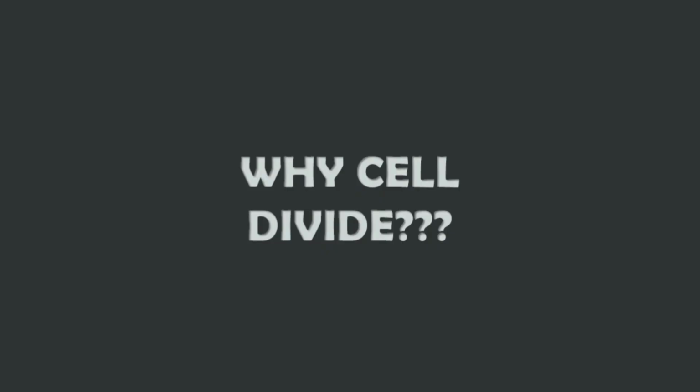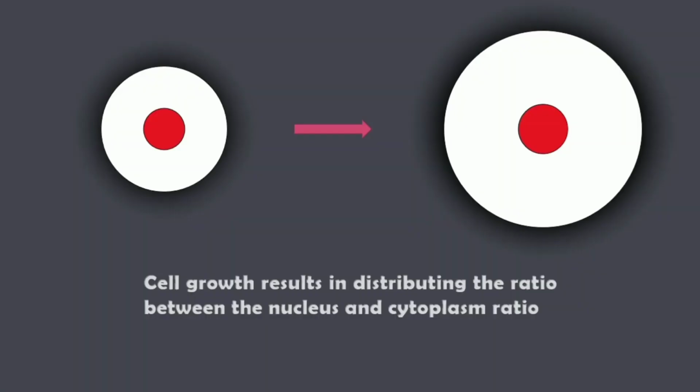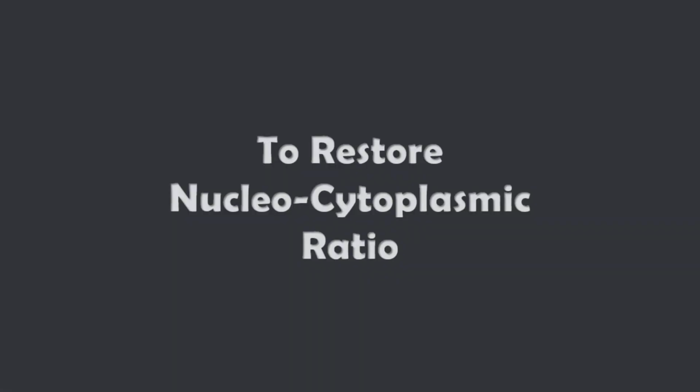Now the question arises, why does a cell divide? Basically, when a cell grows, there arises a little imbalance in the ratio of its nucleus and cytoplasm. This imbalance can affect normal functioning, which is why the cell divides. So, the answer to the question why a cell divides is to restore its nucleocytoplasmic ratio.